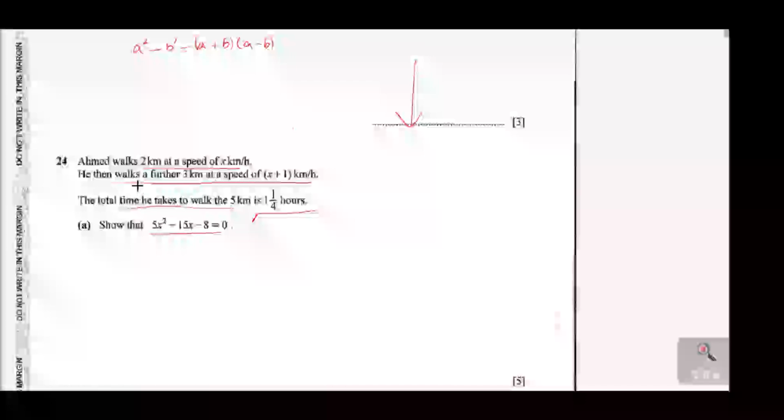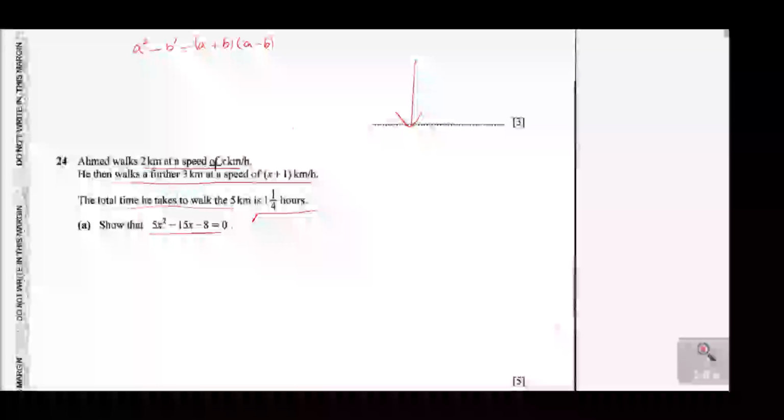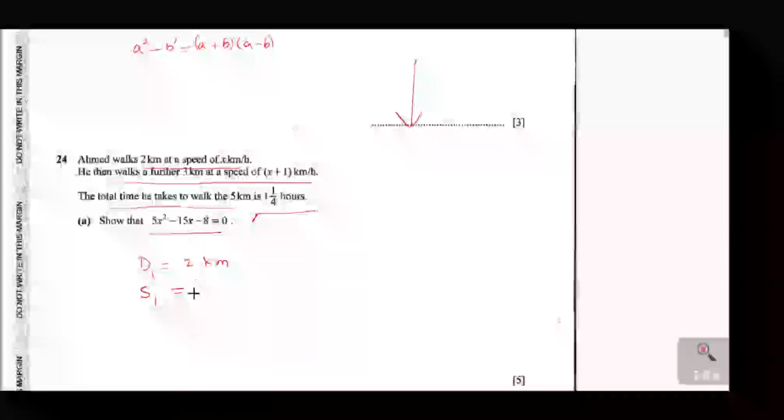Look here, Ahmed walks in two parts. In the first part of the journey, the distance is 2 kilometers. We write d1, and the average speed s1 equal to x kilometers per hour. In the second part of the journey, the distance is 3 kilometers.